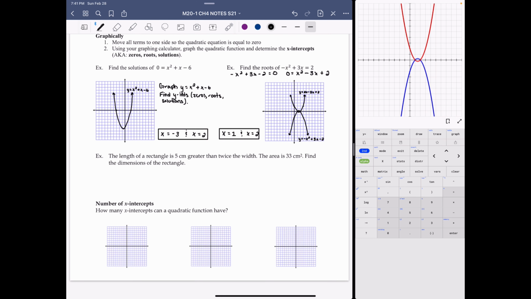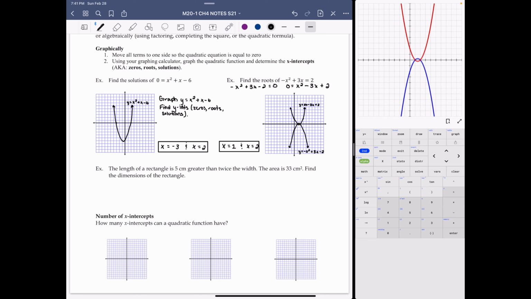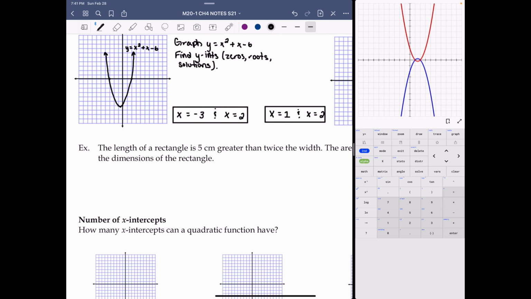Example: the length of a rectangle is 5 centimeters greater than twice the width. The area is 33 centimeters squared. Find the dimensions of the rectangle. First thing I would suggest is to draw a picture of the shape. So we have a rectangle. We know the area of the rectangle.